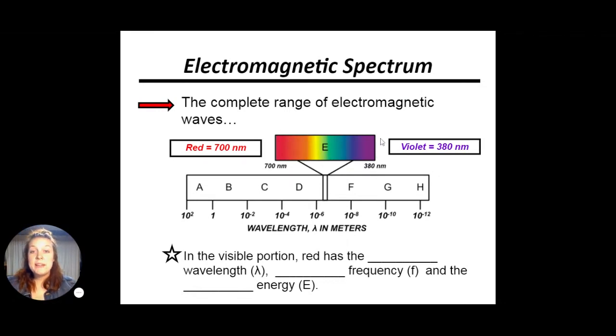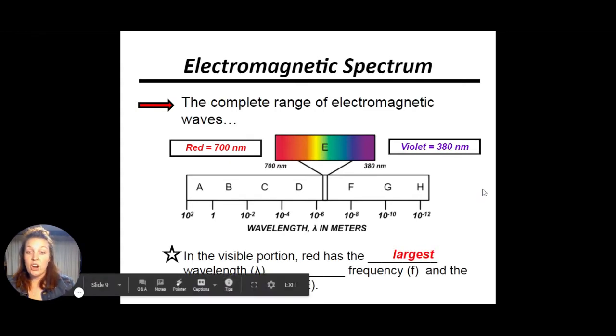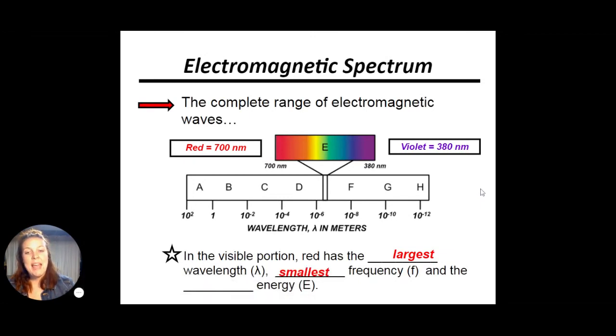Okay, so the electromagnetic spectrum, if we zoom in on the visible light spectrum, you can see that we have all hues of colors. So the highest end, the largest wavelength, is going to be red. So red has the largest wavelength, which means it has the smallest frequency and the smallest energy.